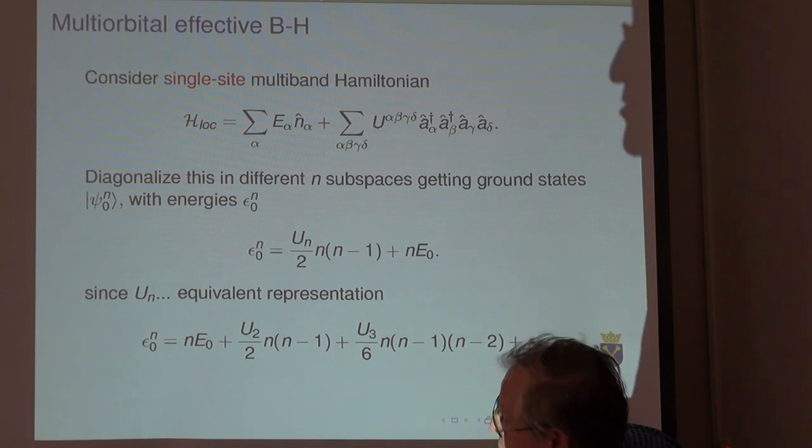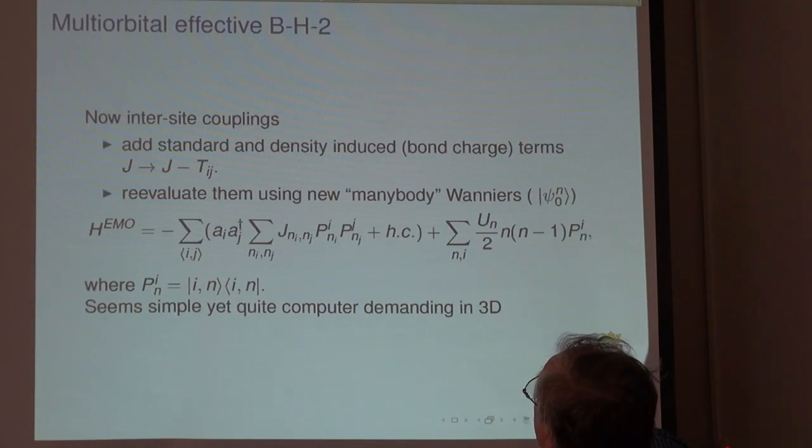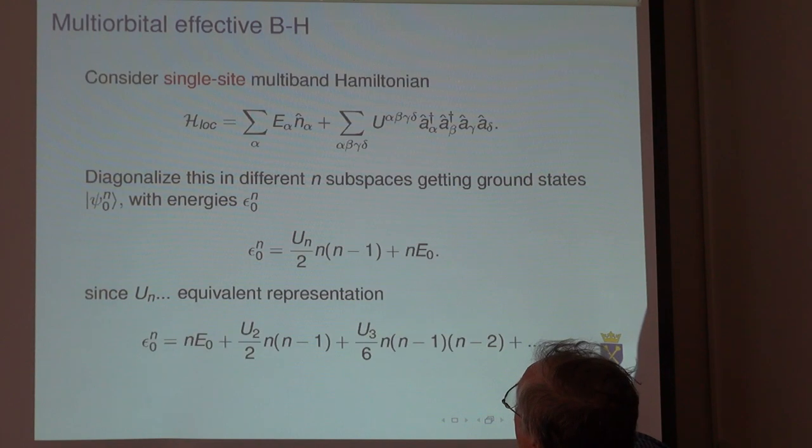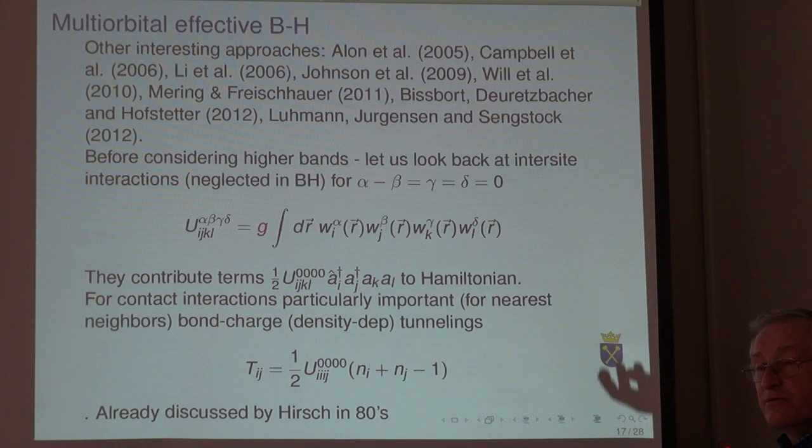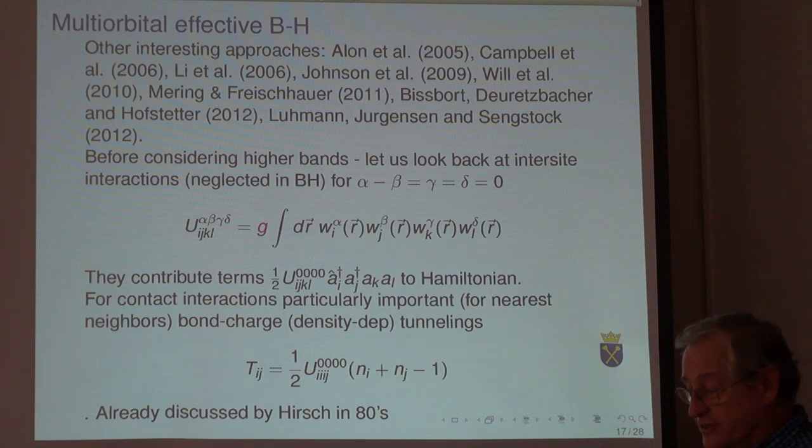Later, we will include the tunnelings. So what are the tunnelings? First, we have the normal tunnelings, which were G. And then there are other terms which were forgotten in the Bose-Hubbard approach, but which are very well known in condensed matter, because they were done by Hirsch, the same Hirsch who invented the index. So he did the bad thing, but he also did good physics. And the good physics was that there are terms which connect the sites coming from these interactions.